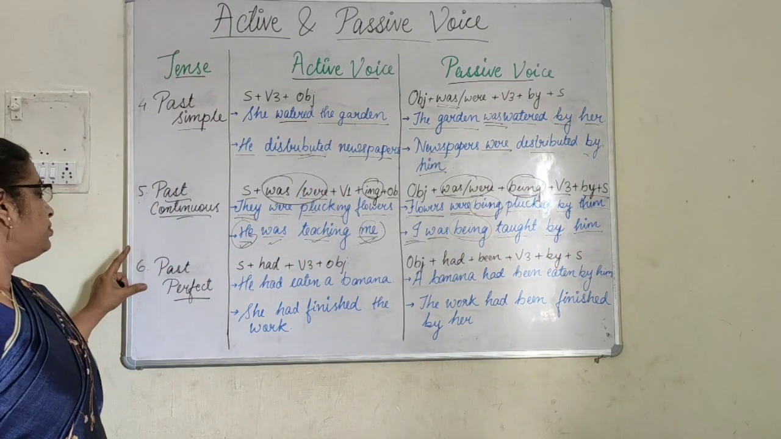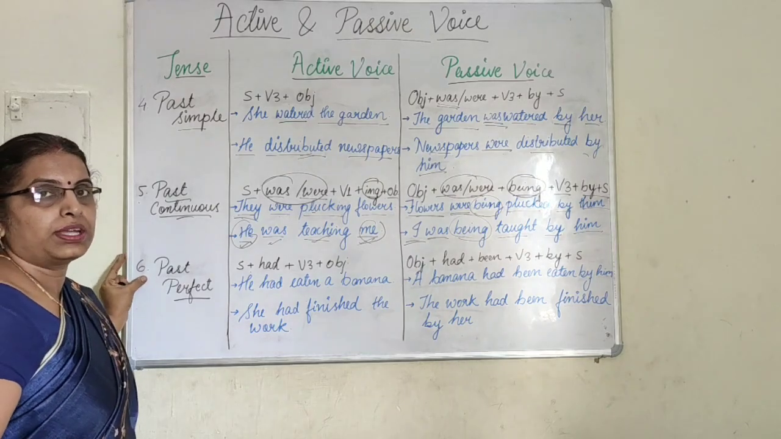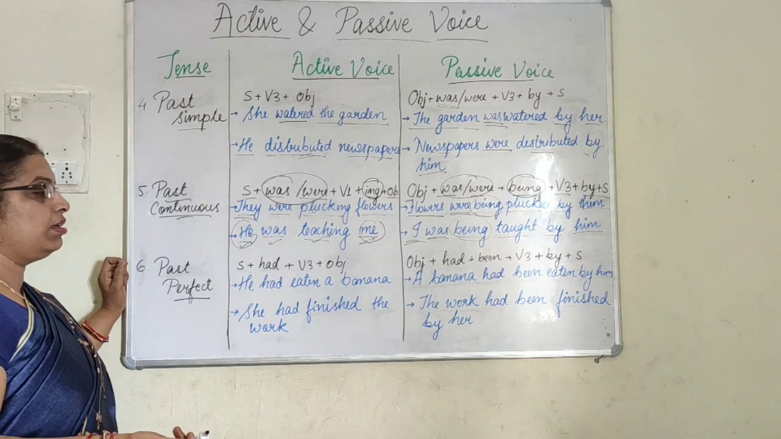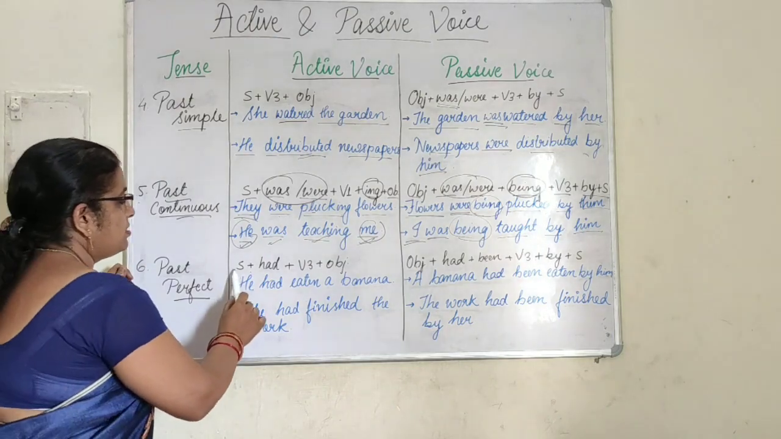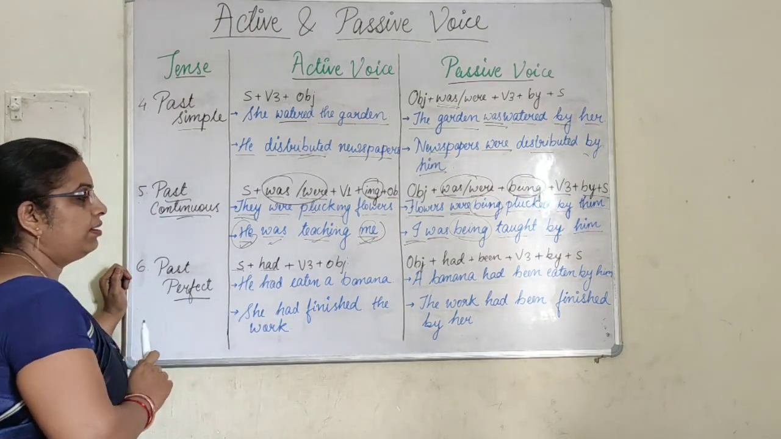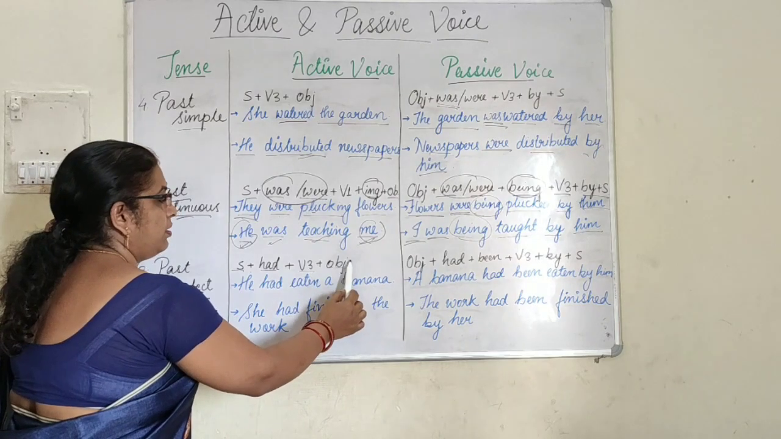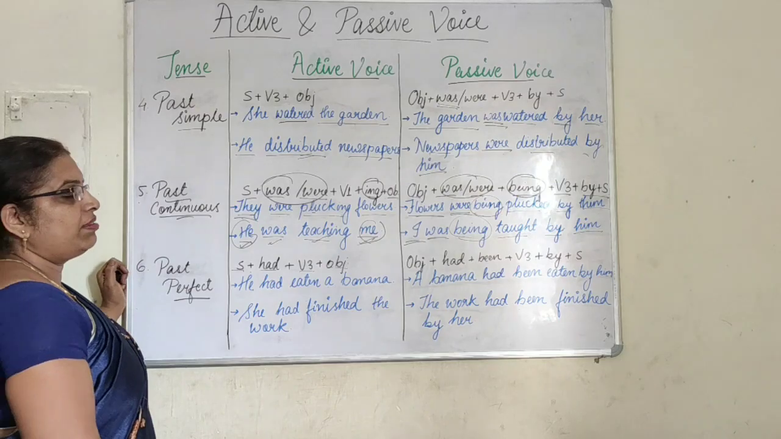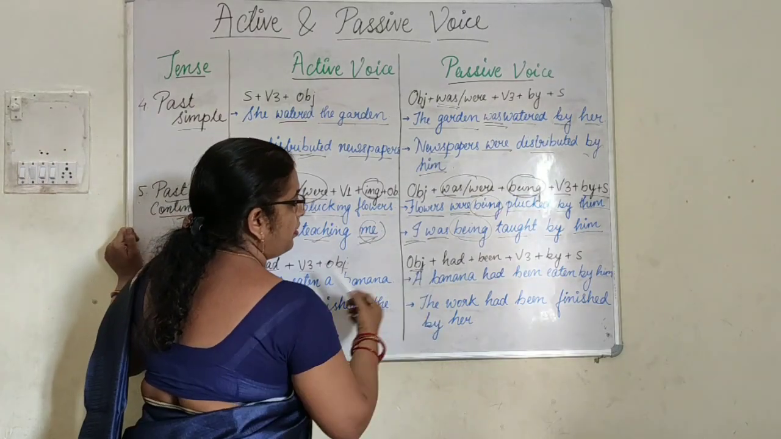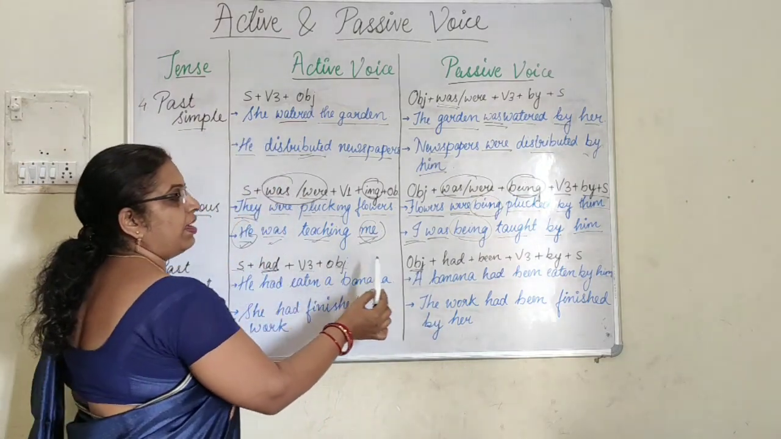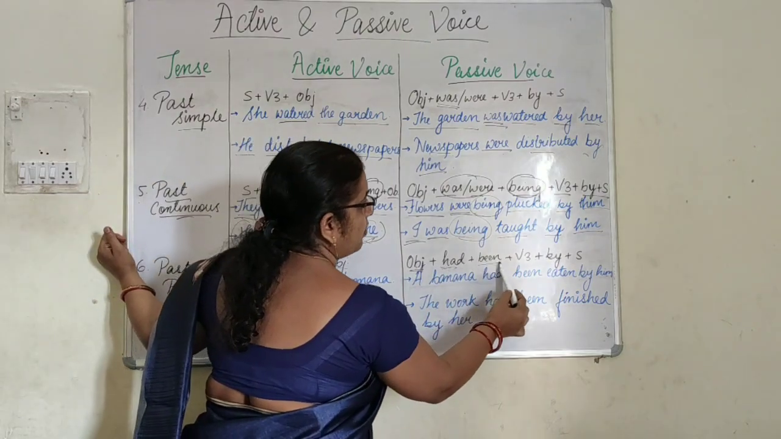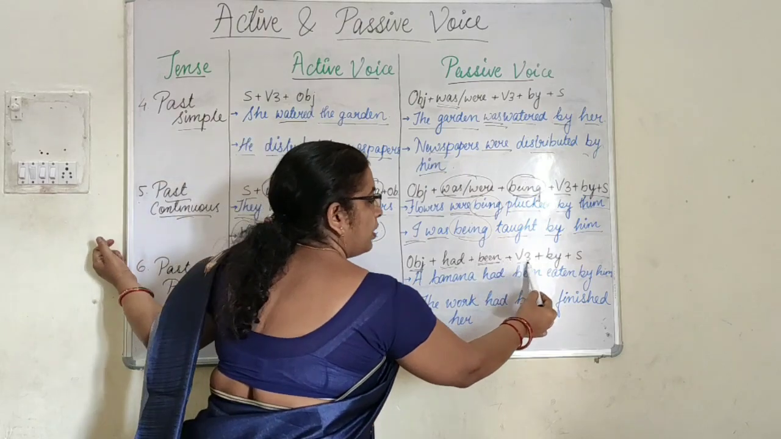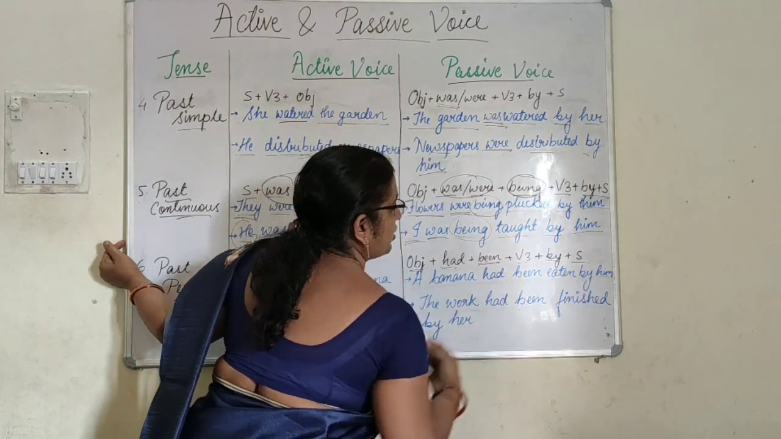Come to the next form. Change of past perfect tense. When past perfect changes to passive voice, see how it is done. Subject with had, V3, object, this is the form of active voice. When it changes to passive voice, again object comes in front, had remains as it is, with that be is used. And verb third form with by and subject.